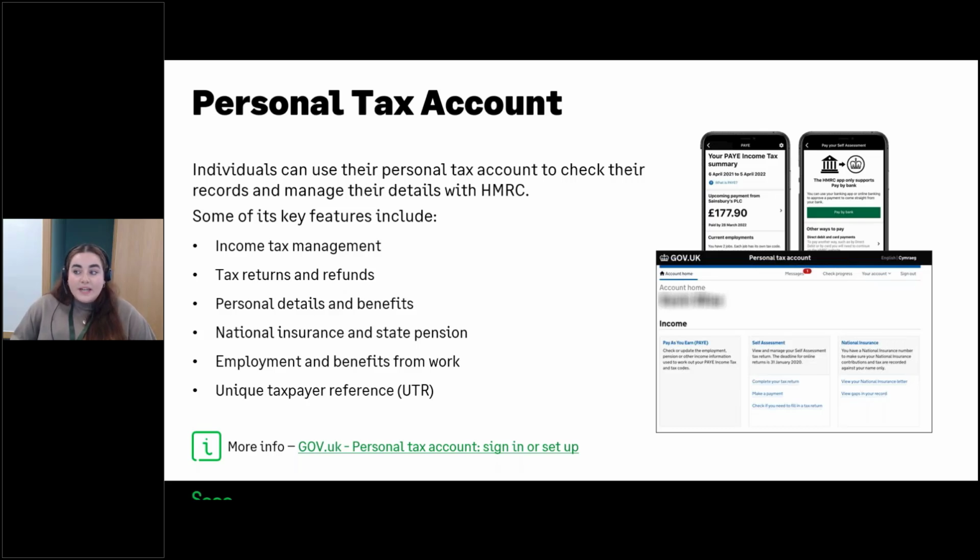So if you're not sure what this is, do take a look at the links on the slides. You can access it on your phone as well, so it doesn't just have to be a computer. So nice and convenient there. And yeah, lots of useful information and figures for the individual on their account. So this will be a good one just to make employees aware of.